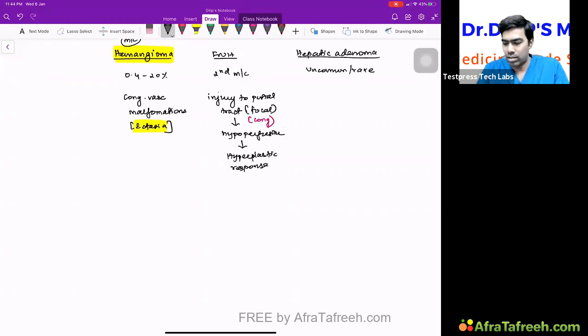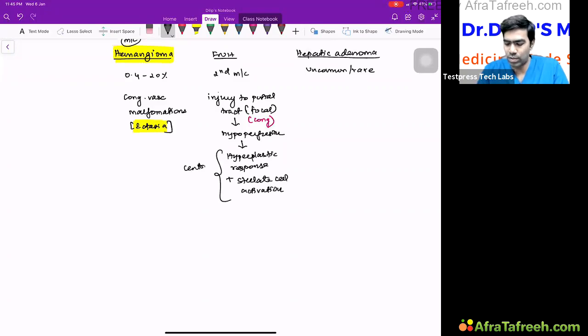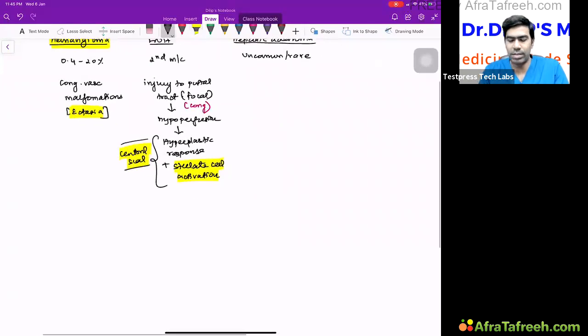And there won't be only hyperplastic response of hepatocytes. There also will be something called stellate cell activation. This stellate cell activation, along with the hyperplastic response, is responsible for the formation of this central scar. In fact, the central scar that is very characteristic of focal nodular hyperplasia, in exams at least, is going to originate from this stellate cell activation only. So this is the mechanism of development of focal nodular hyperplasia.